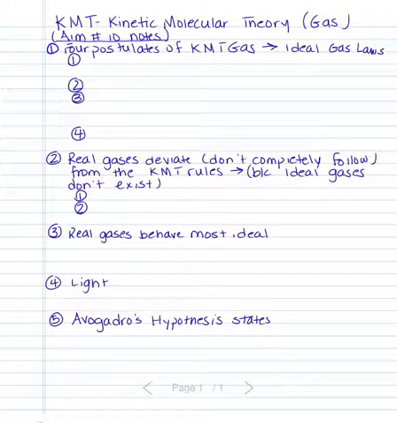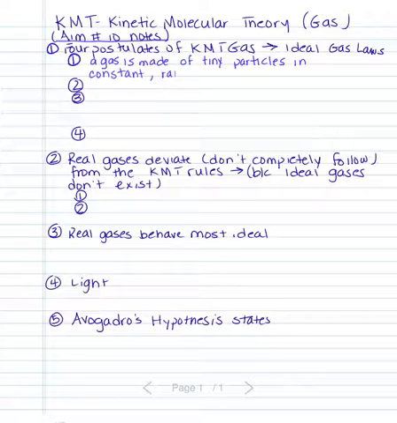First thing we need to know are the 4 postulates of the kinetic molecular theory of gases, or the ideal gas laws. And the first of the postulates is that a gas is made of tiny particles. And these tiny particles are in constant, random, straight line motion. If you picture a racquetball court with a bunch of high bouncy balls thrown around in all different directions, that would be analogous to how gas molecules behave.